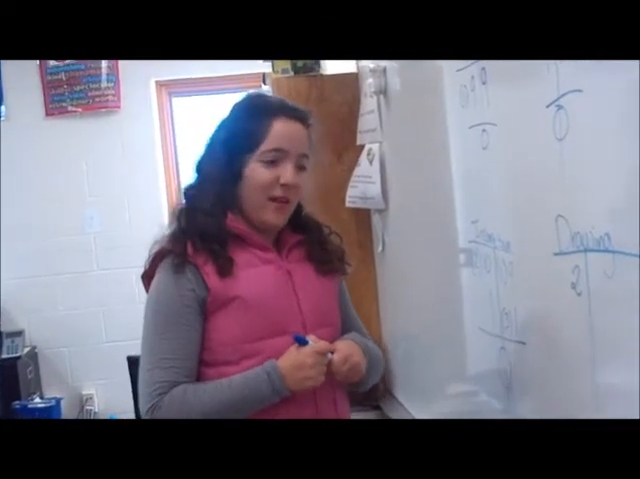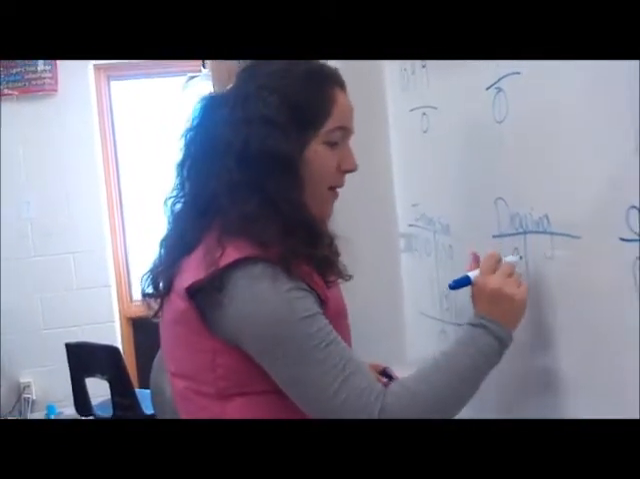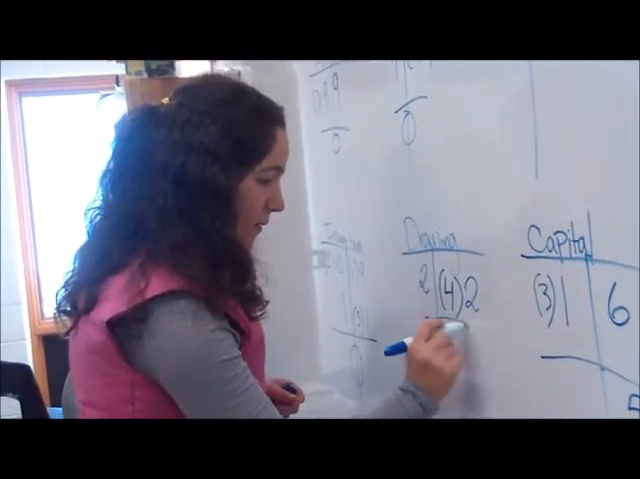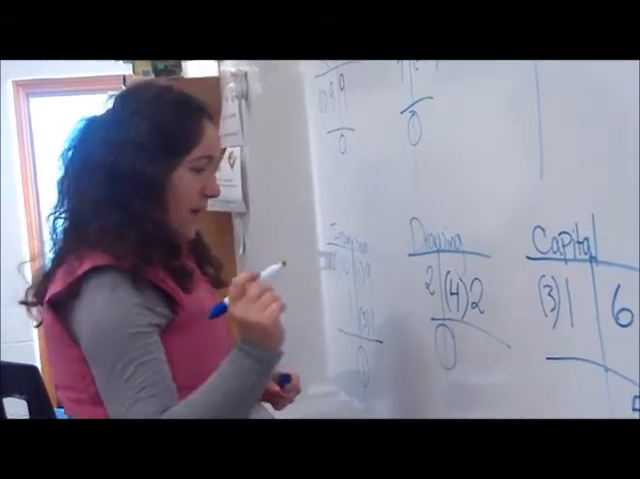Then your fourth adjusting entry would be in drawing. And it would be 2. So that would be 0 again.